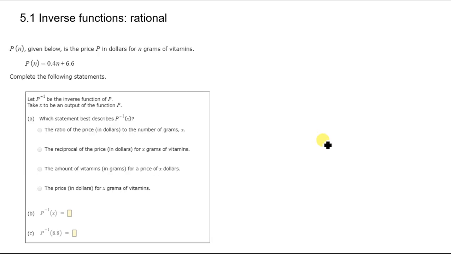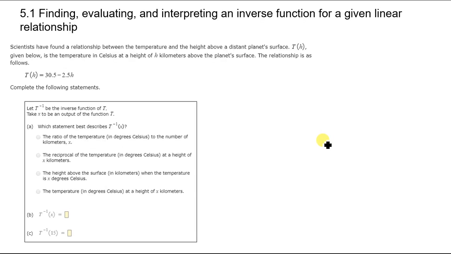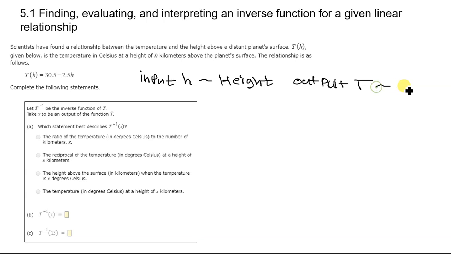Now let's try a word problem involving these inverse functions. Here we're given a function. Here the t and the h have a certain meaning. The input is h, which is a height. It's a distance measuring a height above the planet's surface. And then the output, T, gives us the temperature in the atmosphere of that height.